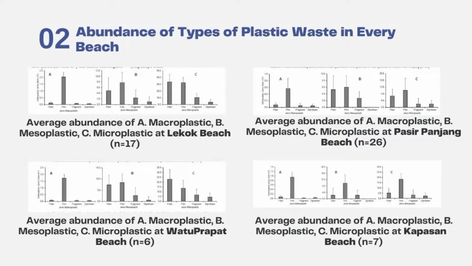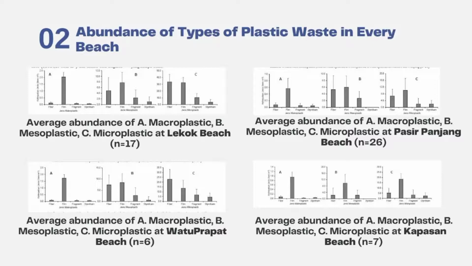C. Watu Prapat Beach. The abundance of film types in the microplastic category at Watu Prapat Beach was found to be almost 3 times the abundance of fibers, fragments, and styrofoam. Figure A. In the mesoplastic category, figure B, the film type was found slightly higher than fiber, followed by fragments. The styrofoam type was not found on this beach.